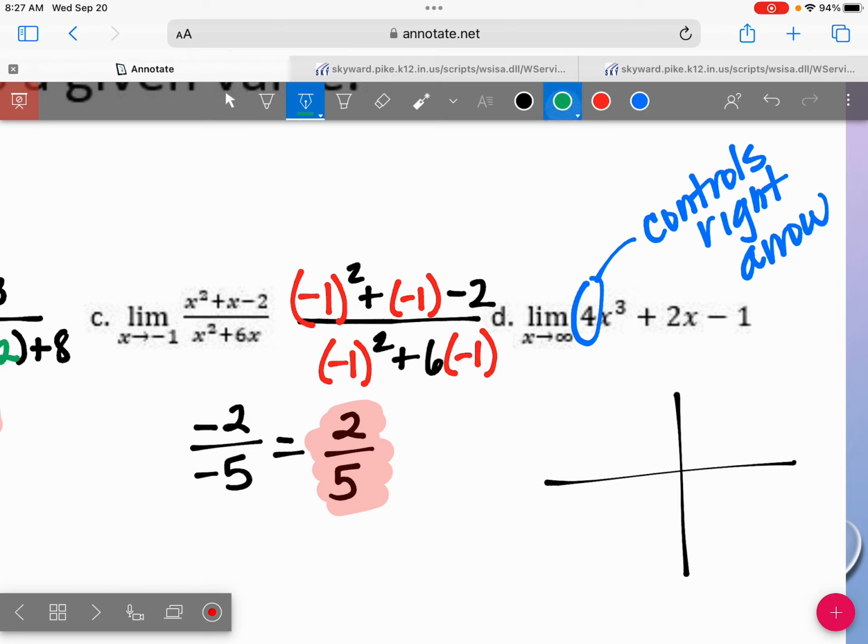And what this question is asking you is, what is your right arrow doing? Whenever it says x approaches positive infinity, it's asking you, what is your right arrow doing? In this example, because it's positive, I know that on the right, this graph is going to go up. This is called end behavior, which we'll talk about again later. So the answer would be positive infinity.